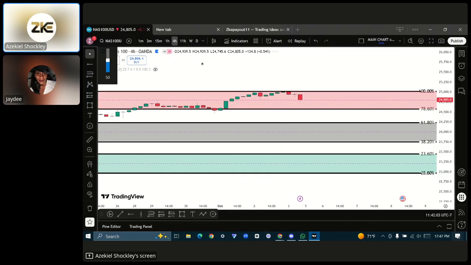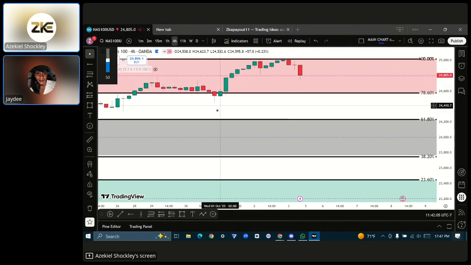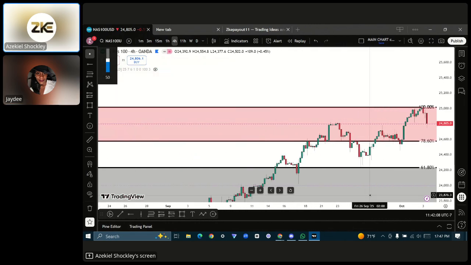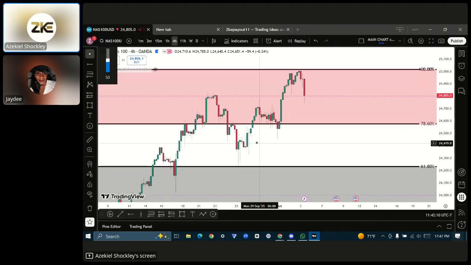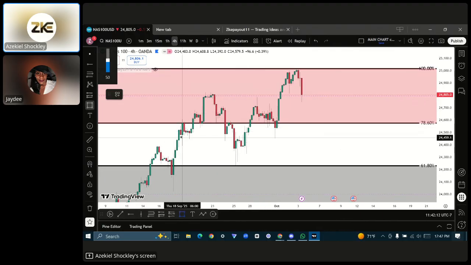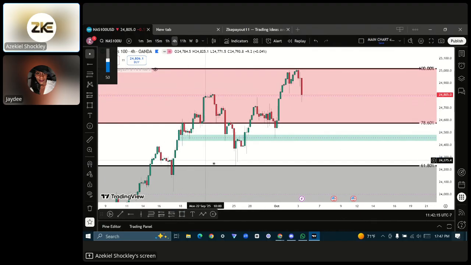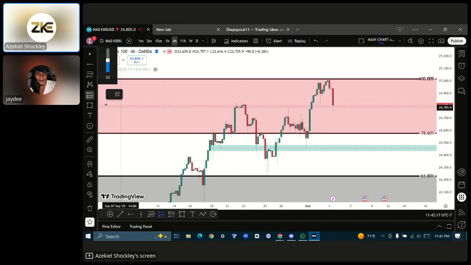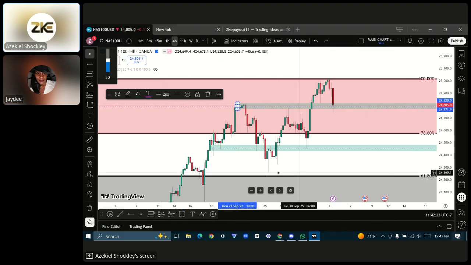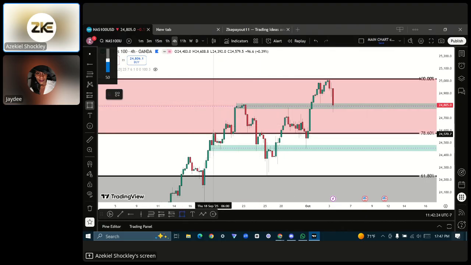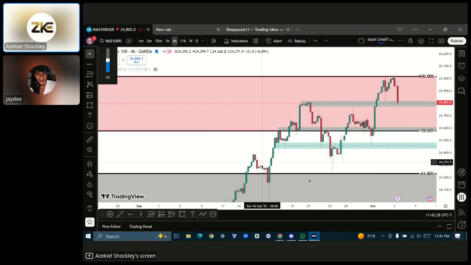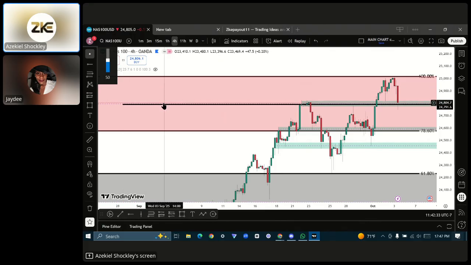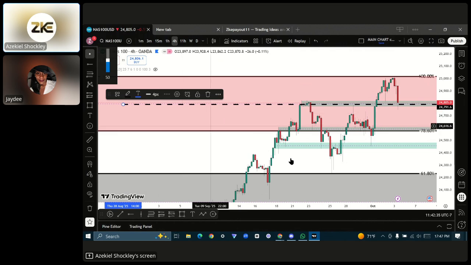And then I scale down to my 4 hour time frame. I look for all my points of interest. All right, we got one here. We got one up here. We got one right here. Those are my 3 points of interest. And then I'm like, wait a minute, all of my points of interest correlate with a fib zone.